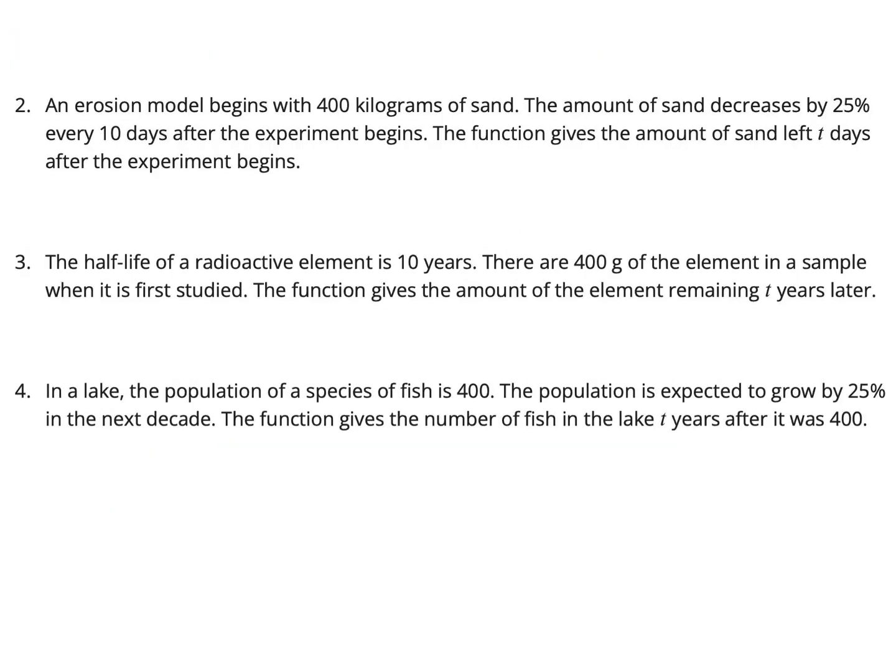Okay, an erosion model begins with 400 kilograms of sand. It decreases by 25%. So if we do 100% minus 25%, that gives us 75%. We do not put percentages into the calculator, into exponential equations. Our growth rate is 0.75 because it decreases by 25, but we measure what's left every 10 days, and we want T days. So that's T over 10 again. And from the previous page, that was H.